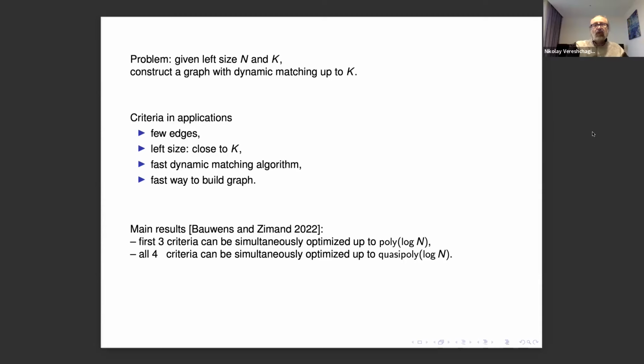But say it again, what about the number of the right nodes? Do we choose that number? No, it's given. The number of right nodes is n. It's large and it's given. You have written that n is the number of left nodes, right? Yeah, it's a mistake on the top line of the slide. It must be the right size. Sorry for this. And the left side should be close to k.